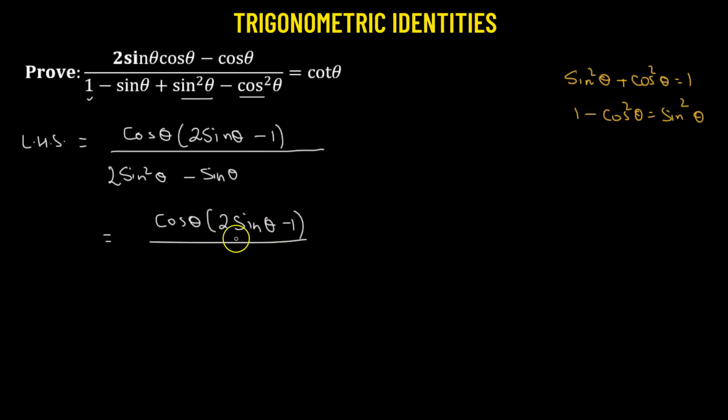Then in the denominator, we're going to take sine theta as the common factor from each of the two terms. So we have sine theta multiplied by 2 times sine theta minus 1. So 2 sine theta minus 1 gets factored out, and we are left with the ratio cosine over sine, which is the cotangent function. So we have cotangent of theta, and that is the expression on the right hand side.